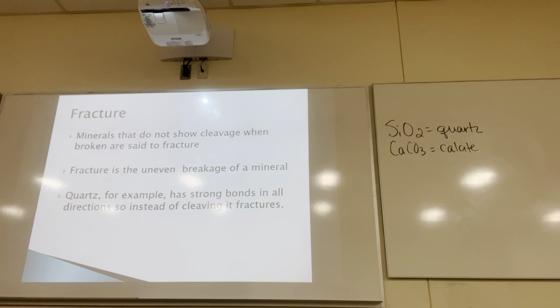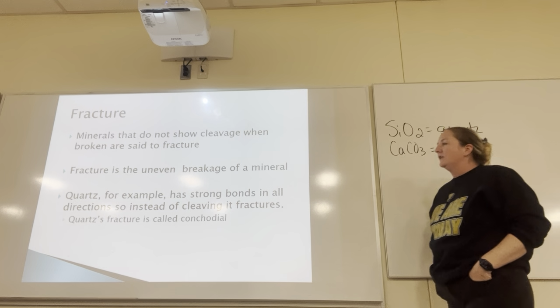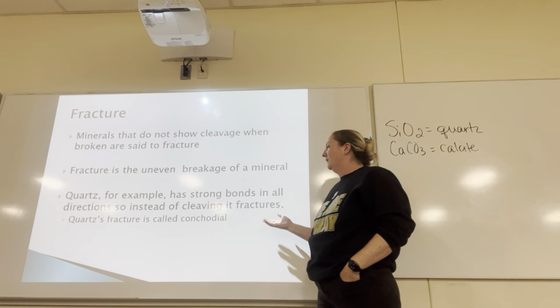Now, if a mineral does not express cleavage, it has what we know as fracture. So any mineral that does not express cleavage would be said to have fracture. And again, we can describe the fracture based on its appearance. It's just the uneven breakage of a mineral. For example, quartz has strong bonds in all directions, so instead of cleaving, it fractures.